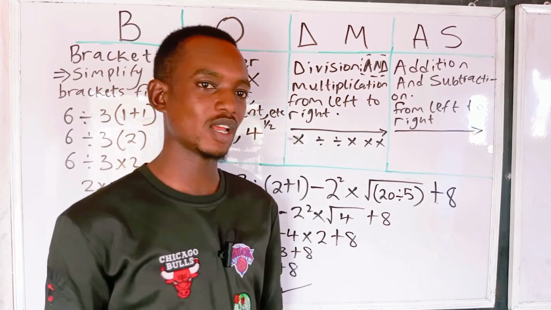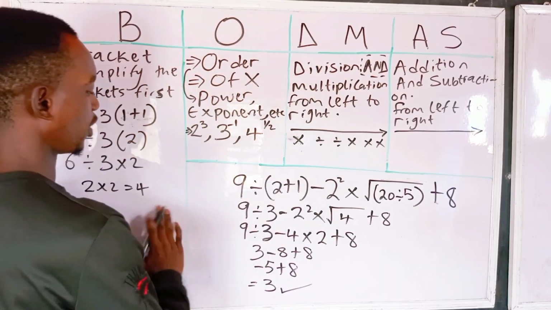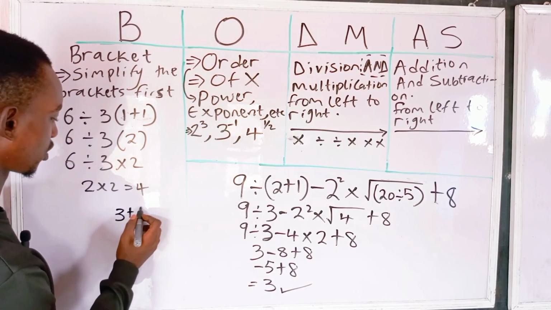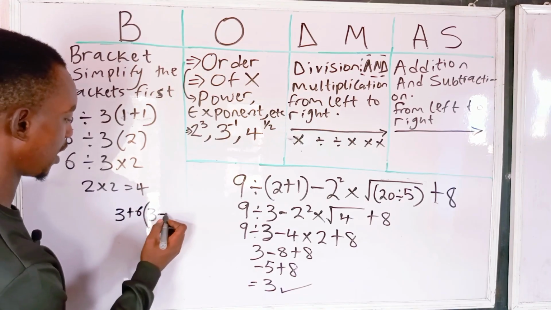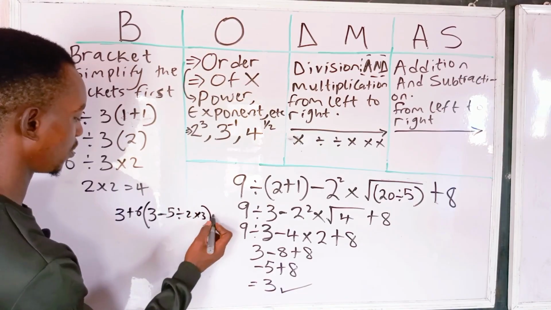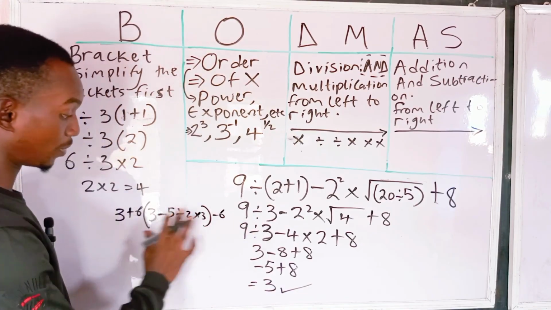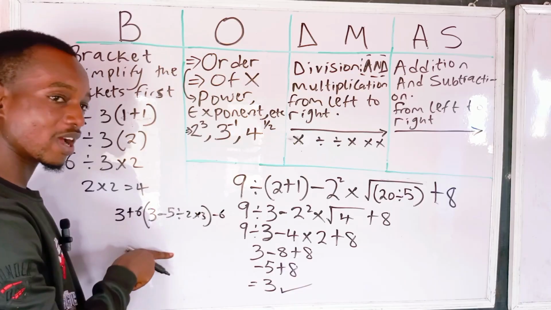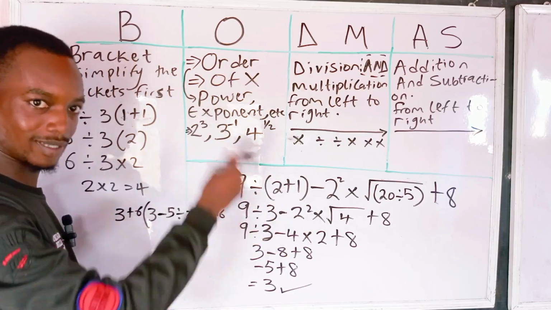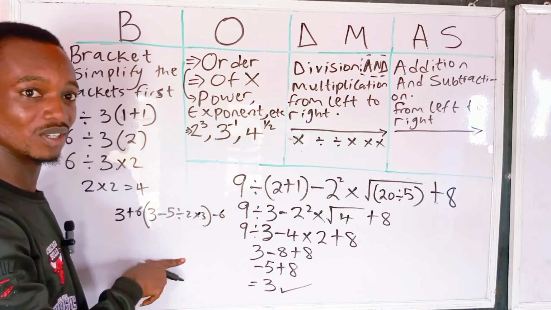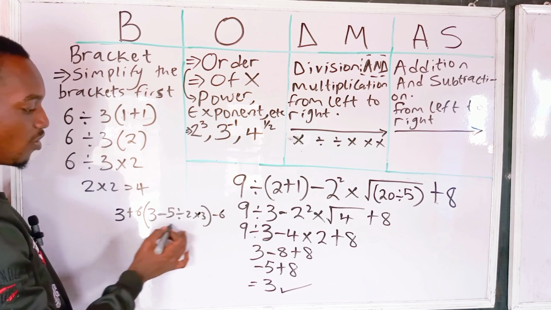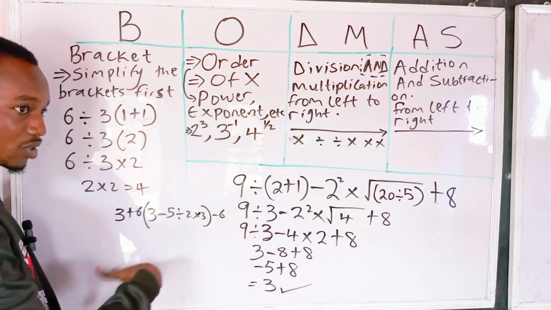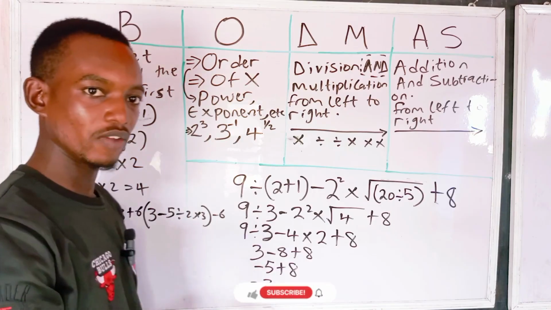Now, before we go, there's one more thing I want to tell us: whenever you have an operation inside a bracket, let's say you have 3 plus 6 into bracket, let's say 3 minus 5 divided by 2 times 3 minus 6, and so on and so forth, don't forget you have to do the bracket first. Then while simplifying the bracket, you have to apply the order of operation inside this bracket. So you divide and multiply first, starting from the left to the right, then you add and subtract from the left to the right also.